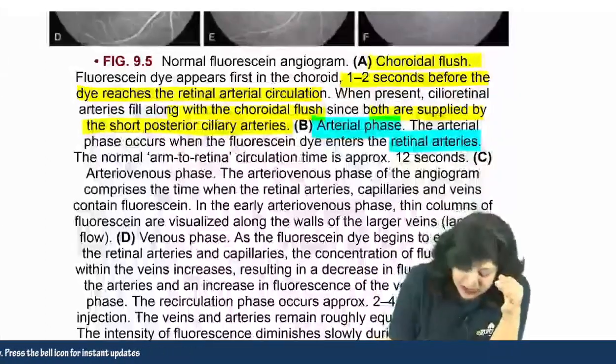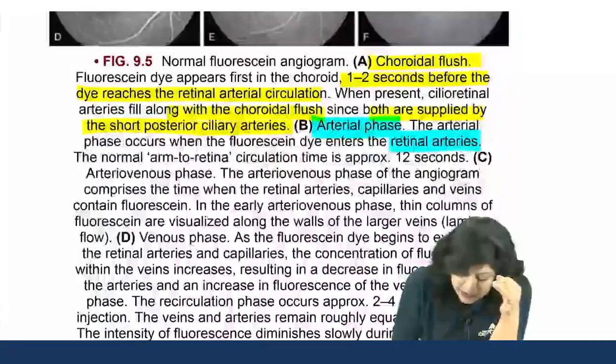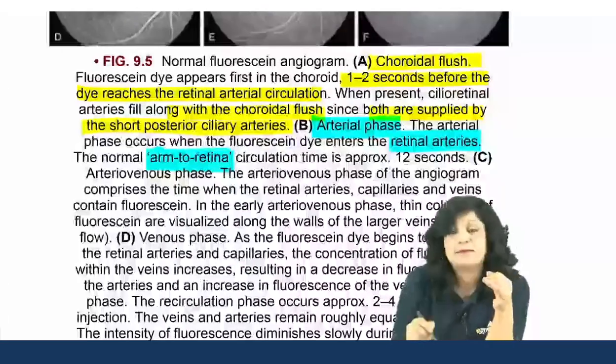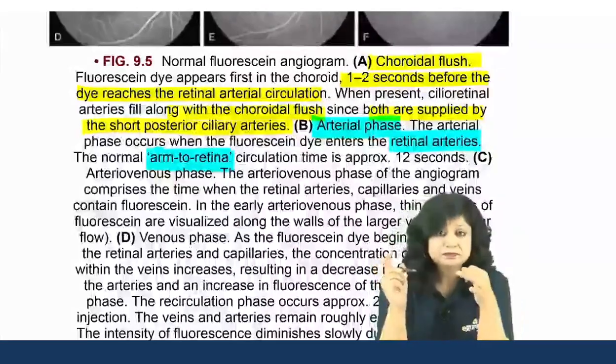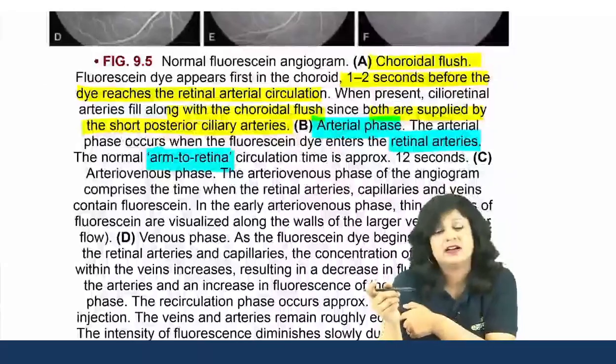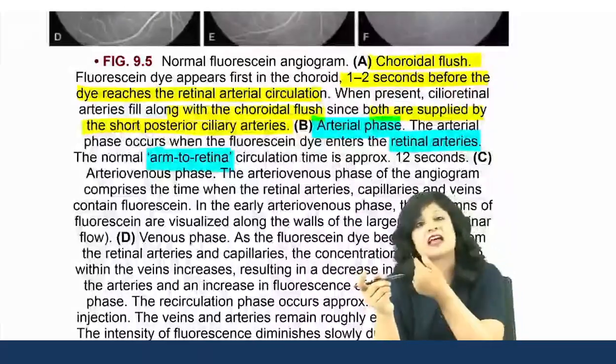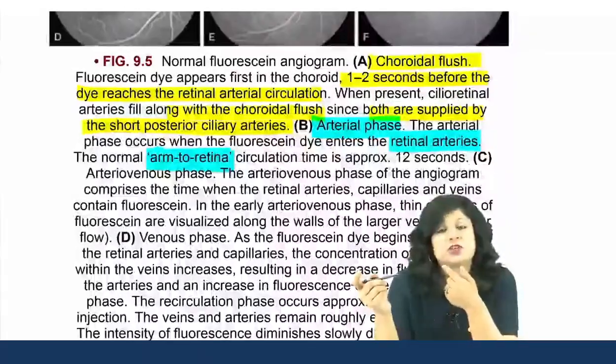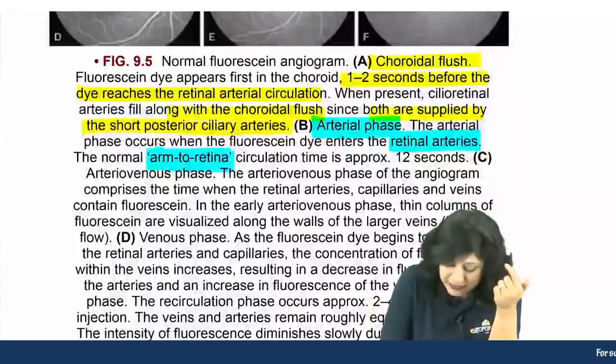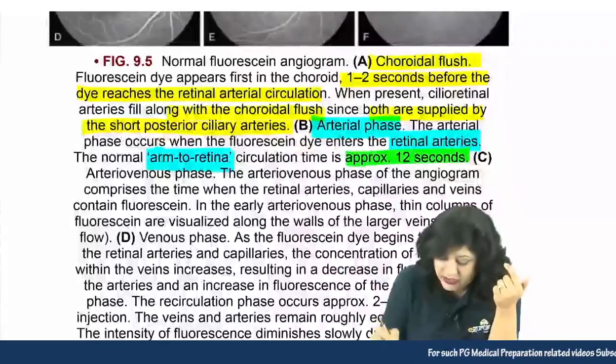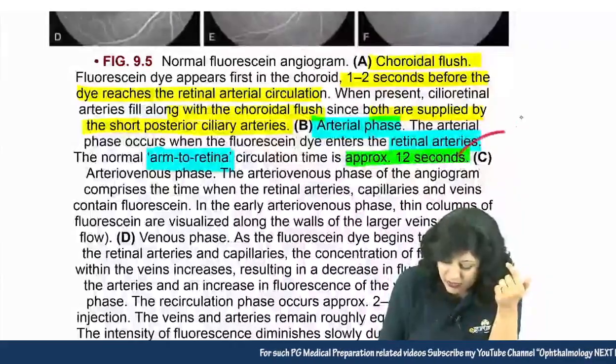So what is the arm to retina time? What is arm to retina time? This is again a very important question. When you are injecting the dye here and you are able to see the dye in the retinal circulation, what is that time? It is approximately 12 seconds. Very, very important. It is approximately 12 seconds.